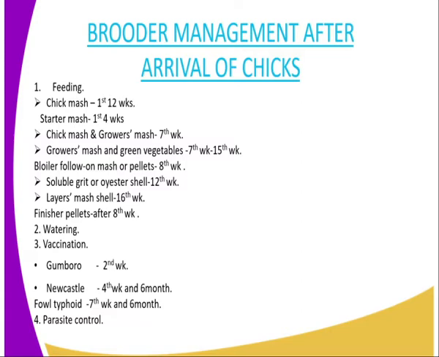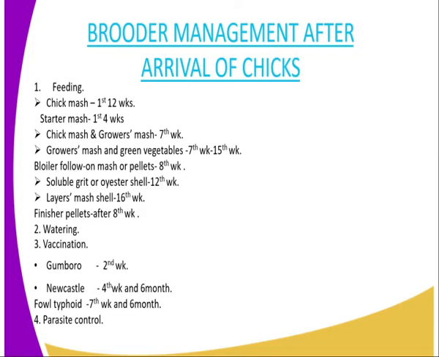Then soluble grit or oyster shells should be provided on week 12. The layers mash should be introduced on the 16th week, and this is meant only for the layers, those poultry which are meant for egg production. For those which are meant for meat production, those are the broilers, you are supposed to introduce the initial pellets on week 8. Then we have watering, that is the second management practice, and you're supposed to provide clean water to the poultry, to the chicks, and also to the growers at different levels.